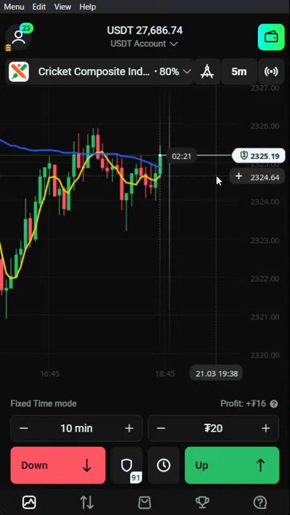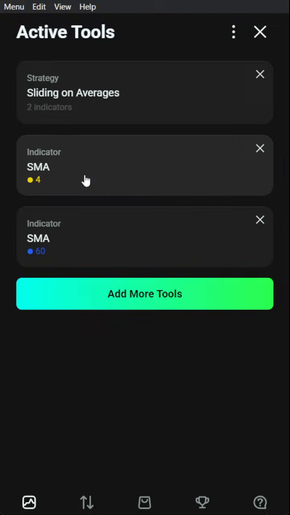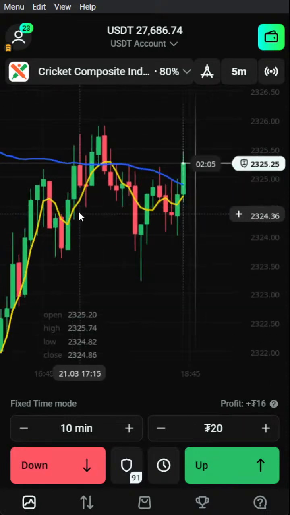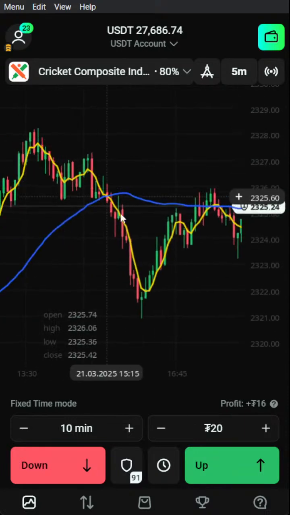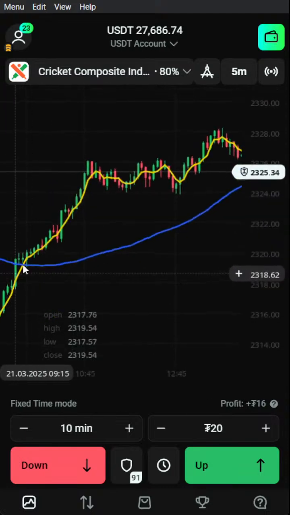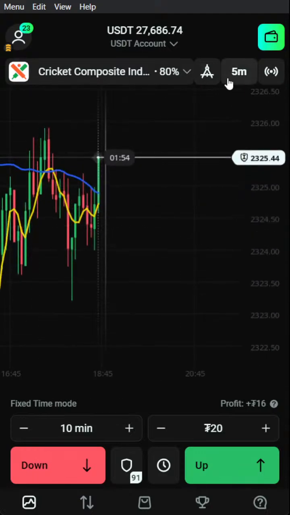Sure, it's a very simple strategy, Mr. Tiwari. It's sliding on averages, which has two SMAs, SMA 4 and SMA 60. As soon as the SMA 4 intersects, for example, here it is coming from top, it intersected and went downwards. So you could make a 10 minutes down trade. Here it is coming from bottom, it intersected upwards. You could make a 10 minutes up trade. Why 10 minutes? Because in sliding on averages, the candle time is 5 minutes. So the trade time will be double or triple of the candle time.